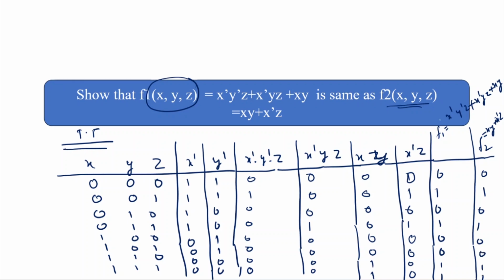Here we see that in this column and this column, in all possible combinations, whatever value is present in this column, the same values are also present in this column. This means we can say that both functions f1 and f2 are the same.